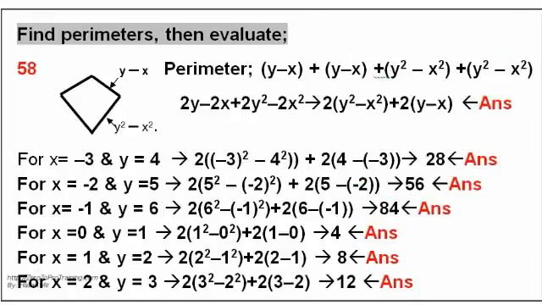Next slide. Exercises. 58. Perimeter is 2 times y square minus x square plus 2 times y minus x. For x equals minus 3 and y equals 4 is 28, x equals minus 2 and y equals 5 is 56, x equals minus 1 and y equals 6 is 84. Continued. For x equals 0 and y equals 1 is 4, x equals 1 and y equals 2 is 8, x equals 2 and y equals 3 is 12.